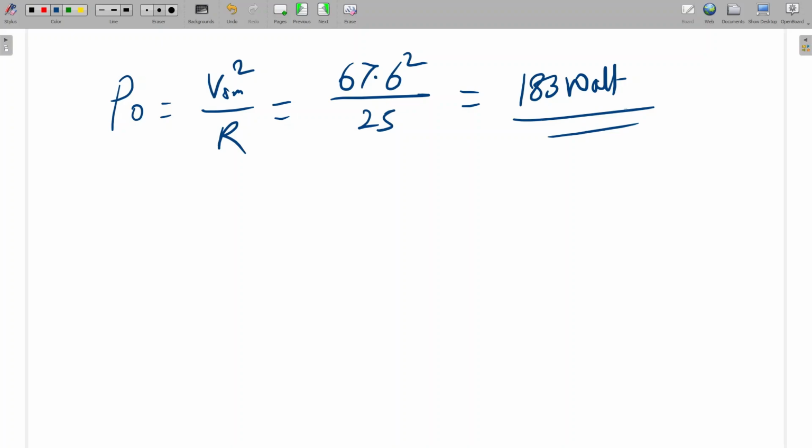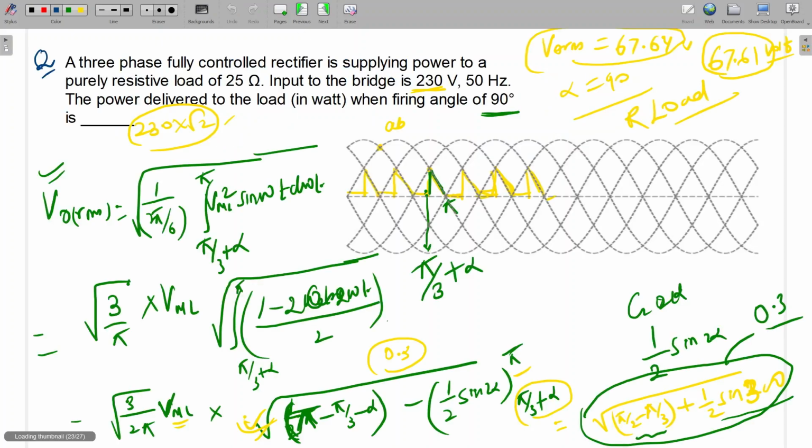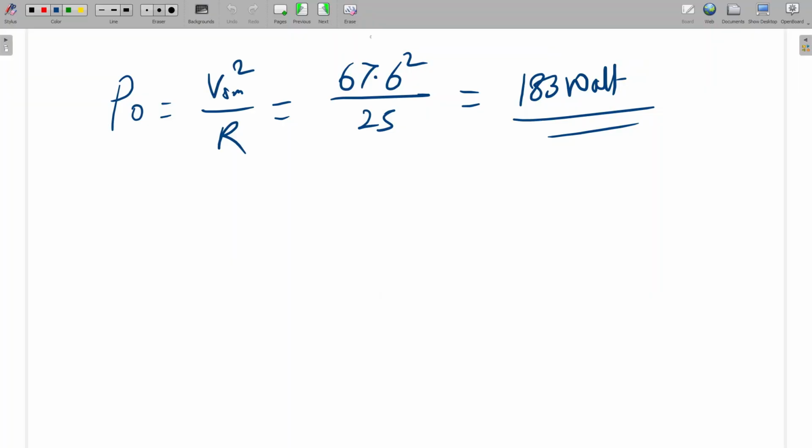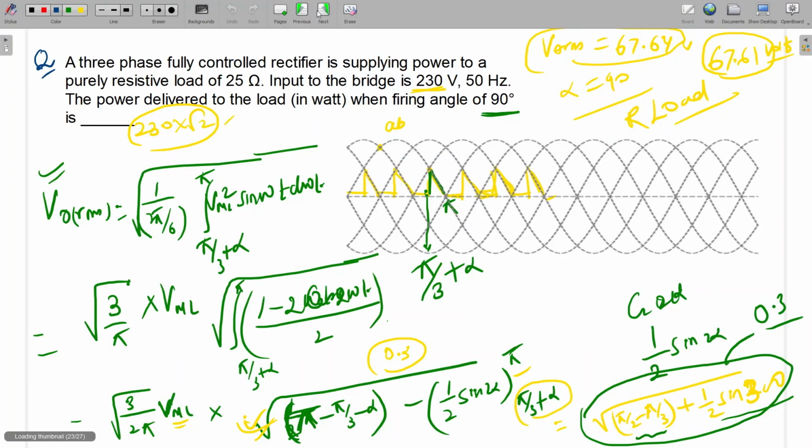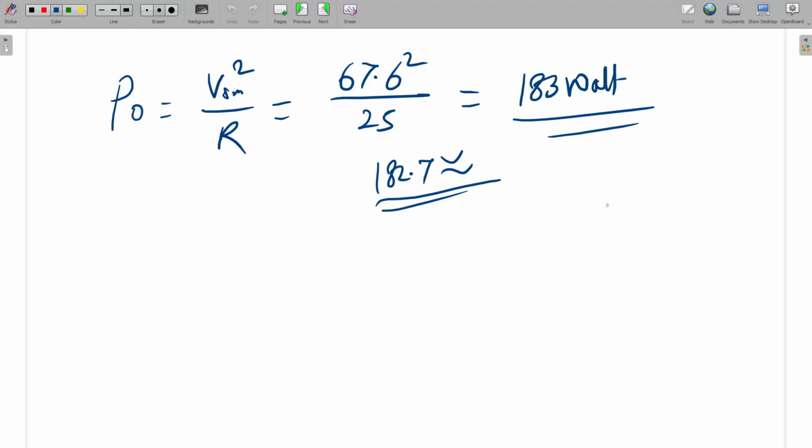Okay. So this type of question you can practice. Sir, the answer is 182.79 watts, yes, 182.7. I am also getting the same 182.7. Sir, is this per phase power? No, it is not per phase power, it is total three phase power.